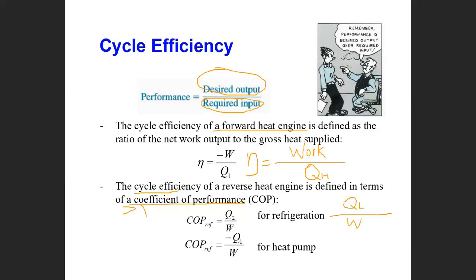Then the heat pump is used if we expect heating, which is common in Hong Kong. We are using a heat pump to provide heat. So then the COP becomes this one.